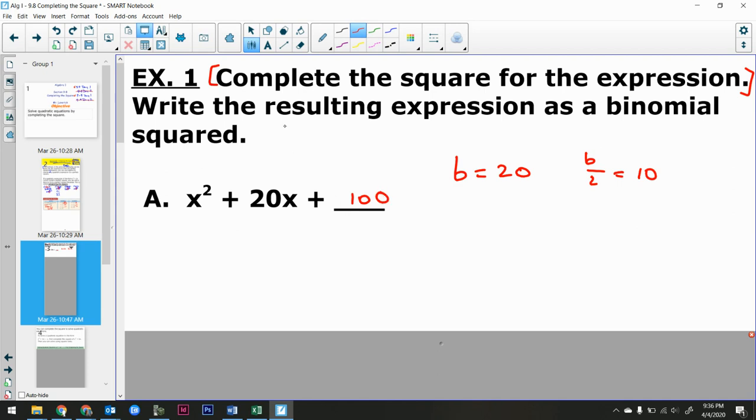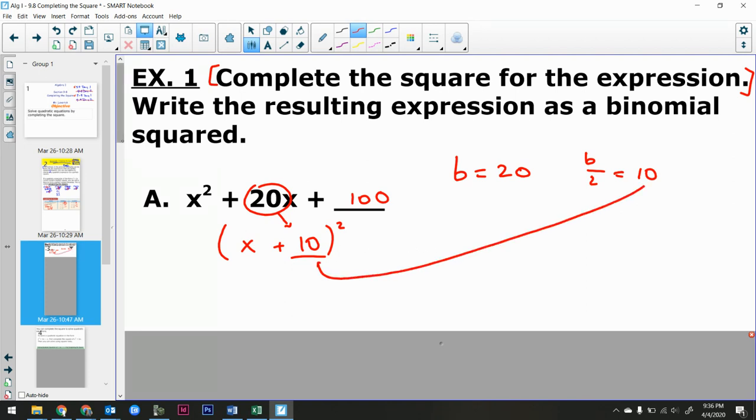Kind of psyched you out there. I wrote it and then I erased it. Now, why did I write that? Well, because remember that the relationship between this number and the one that goes here is that 1 to 2 relationship. That's just cut in half. So that's just x plus 10 squared. So my b over 2 is 10. That's the number that goes right there.